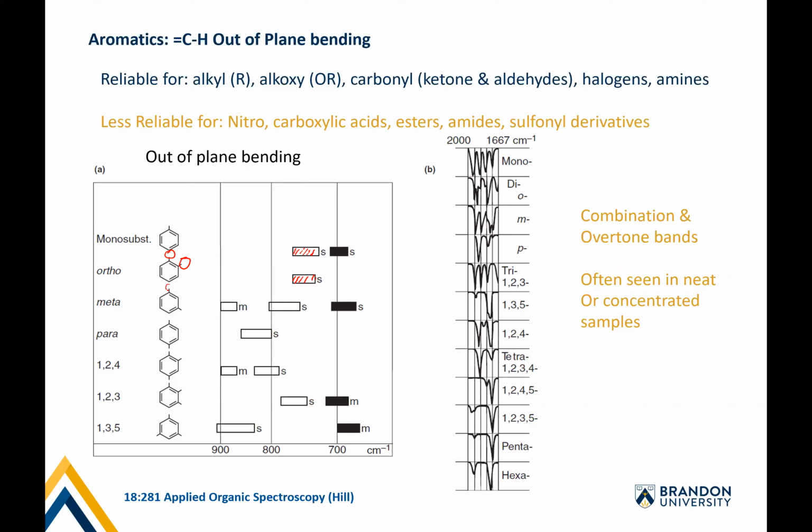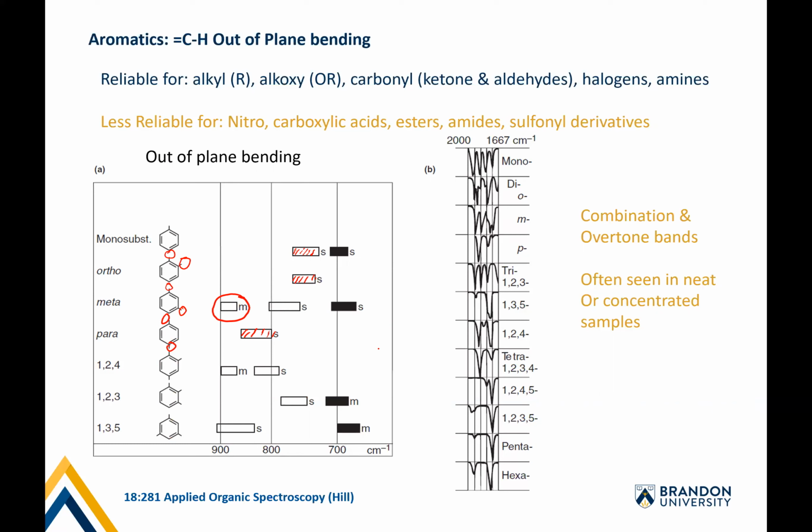When the two groups are 1, 3 apart, also known as meta, you will get 3 absorptions, and the one at just under 900 is medium, so sometimes that one's a bit lower and doesn't absorb as strongly. Para substitution, we've got a strong absorption between 800 and 860 or so. Then there's a series of patterns when you've got 3 substituents, which all match as shown.